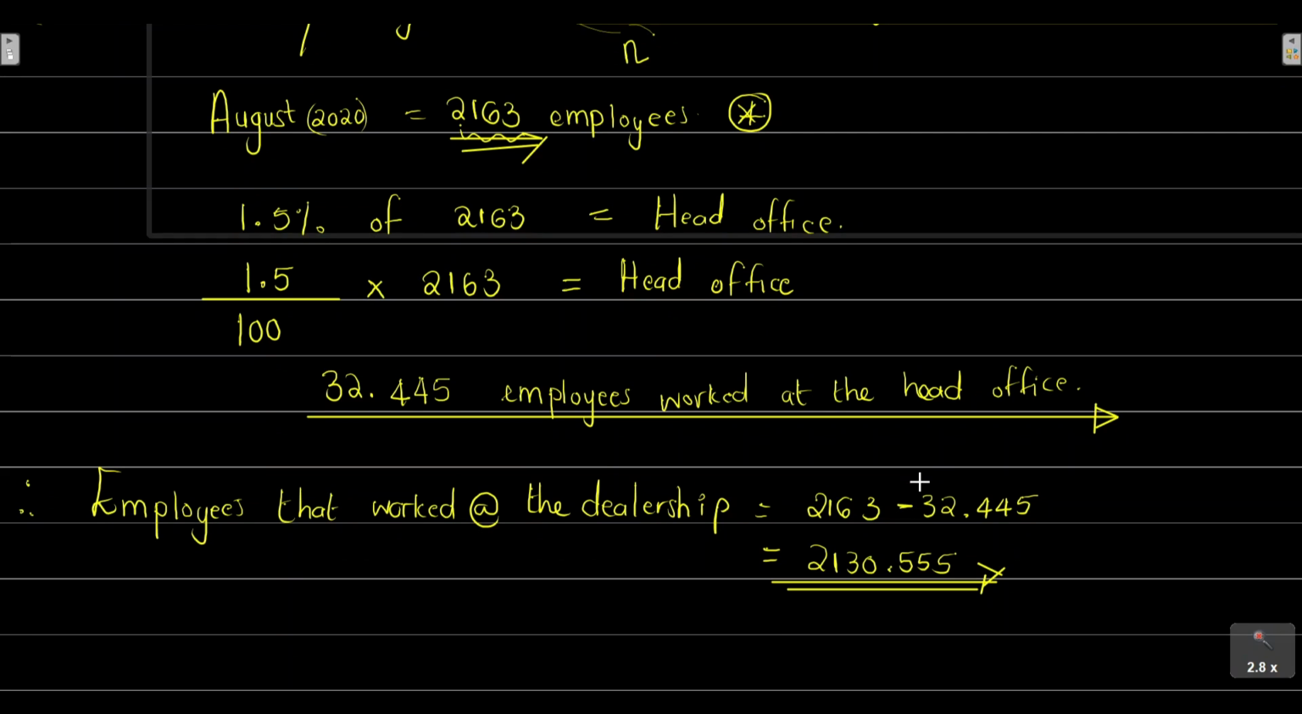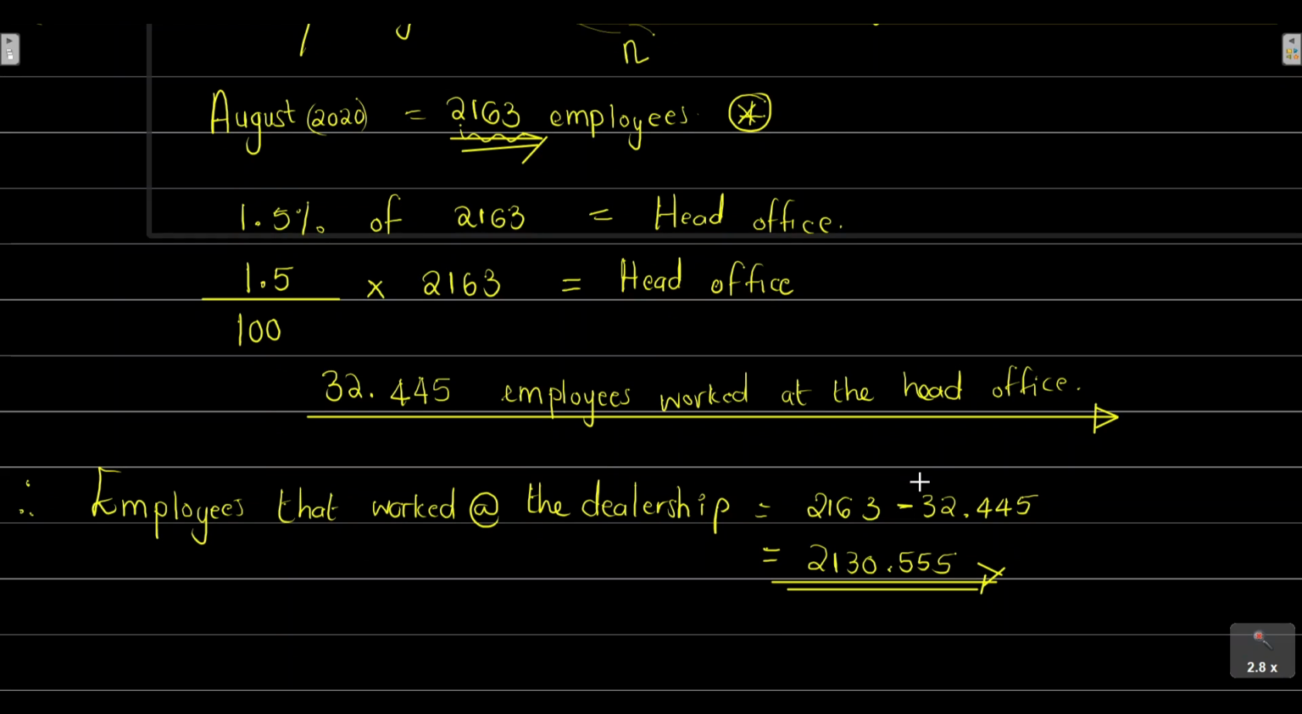This is the number of people that we have per dealership. I hope that makes sense, because I know someone was probably thinking, but you can't get 32.455 employees, so I must just underestimate and say it's 32 people. Just leave it like this because we're approximating, we're calculating an average. An average is approximately how many we've got, so we can just leave it in point form.